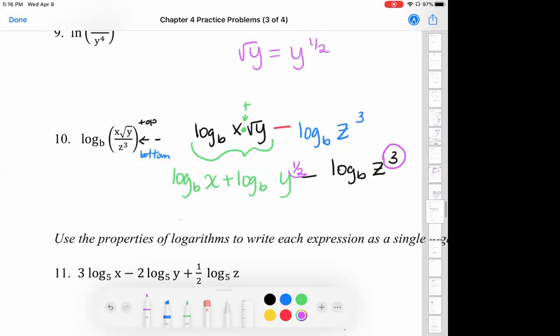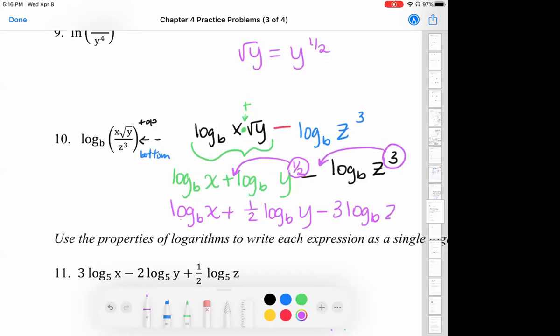And I can take my exponents and I can move them forward to each term and use it as a multiplication. So finally, I'm left with, let's bring down what we have, log base b of x plus 1/2 log base b of y minus 3 log base b of z. And we have expanded fully using all of our logs.